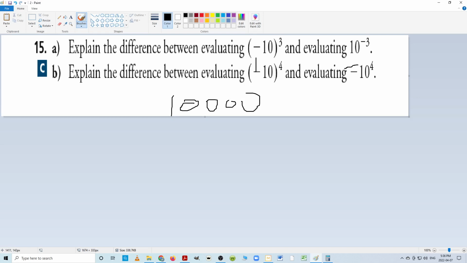And this, because it would appear this negative is separate outside, this is including it in the exponent, so this implies that it's not, which means it's a minus 1 times 10 to the 4, which is also 10,000. However, with that minus 1, it becomes minus 10,000. So the difference is this negative is separate from the exponent, and this negative disappears because it's part of the exponent.